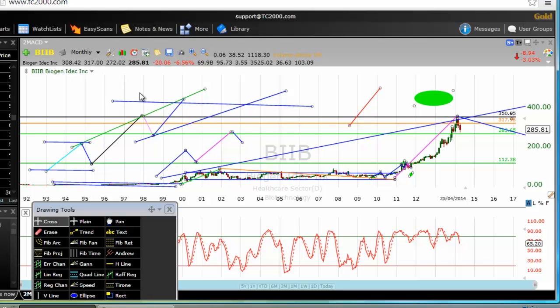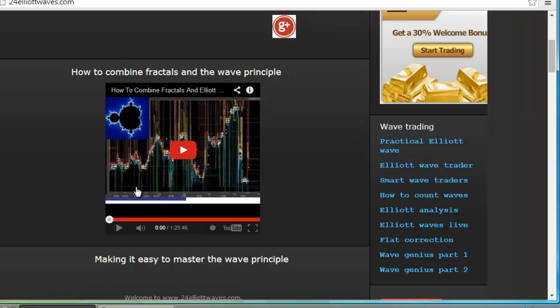Let's move on. There's another approach traders can use to forecast the fifth Elliott wave, which is a little bit complicated. This is about combining the fractal pattern and the Elliott wave theory to forecast the next price move. I have demonstrated to traders how to combine the fractals and the wave theory to forecast the price move. So we can use the fractal pattern. So there is a video on our website, www.24elliottwave.com, also on our YouTube channel, the 24elliottwave YouTube channel, on how to combine fractals and the wave principle.